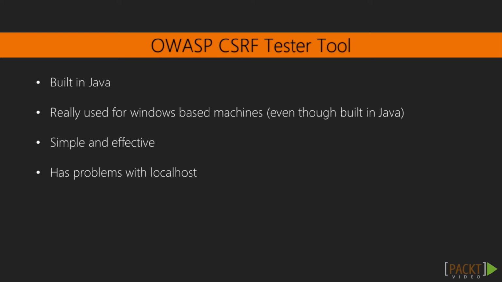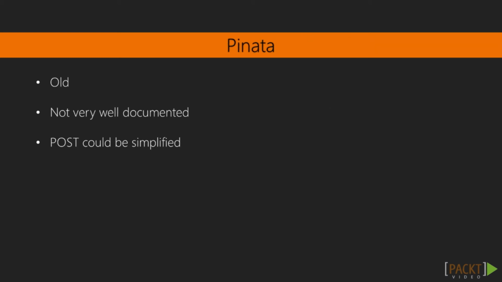It also has problems with localhost. It doesn't like using that in the proxy listener it uses. My tool and the OWASP tool do effectively the same thing, except mine's built in Python. Pinata is something that I've seen but is very old, not very well documented whatsoever, and the post could be simplified. This is why I created the new tool, because there wasn't really a Kali Linux alternative at all. Pinata hadn't been developed in a while, and I thought that I should potentially just develop my own and help people.